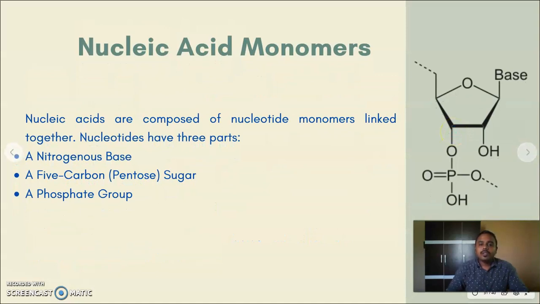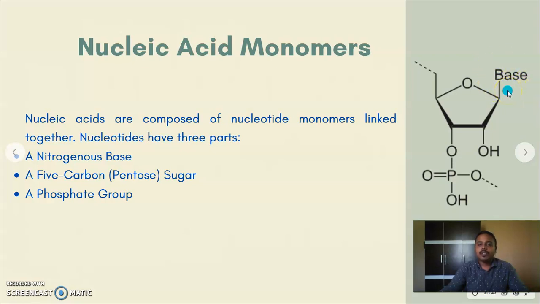So this is the image of a nucleic acid monomer. Already we have studied the monomers of carbohydrates. We have seen the monomers of proteins, which is nothing but amino acids. Similarly, this particular structure is the nucleic acid monomer, which we call nucleotides. So nucleotides are basically composed of three parts. The first one is a nitrogenous base. This particular position we call a nitrogenous base because of the presence of a nitrogen group in it.